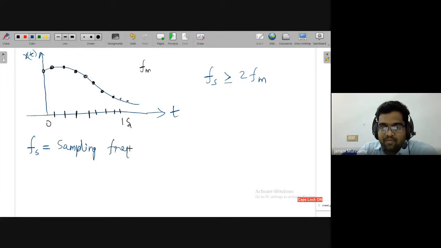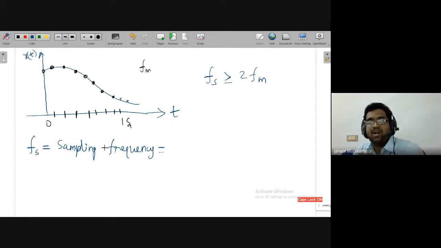Okay, sampling frequency. Again, what is the unit of sampling frequency? It is not hertz. I may be mentioning sampling frequency, but the unit is not hertz. It is samples per second. So what is sampling frequency? Number of samples taken per second.